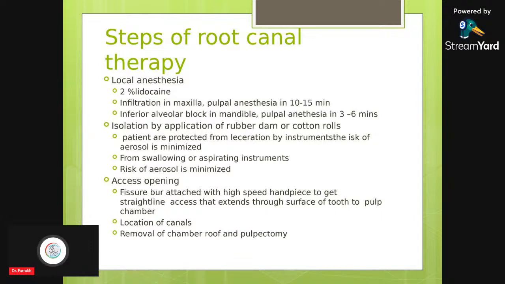In this step, with the help of a Fisher bur attached to a high speed handpiece, we get a straight line access that extends from the surface of the tooth to the pulp chamber. Okay. We find the canals with the help of a probe, and we remove the chamber roof and do the pulpectomy.